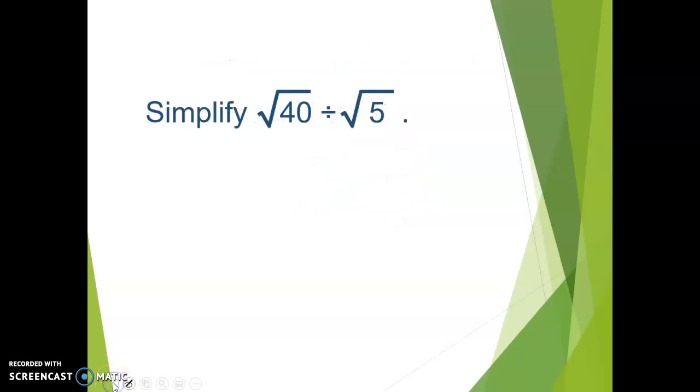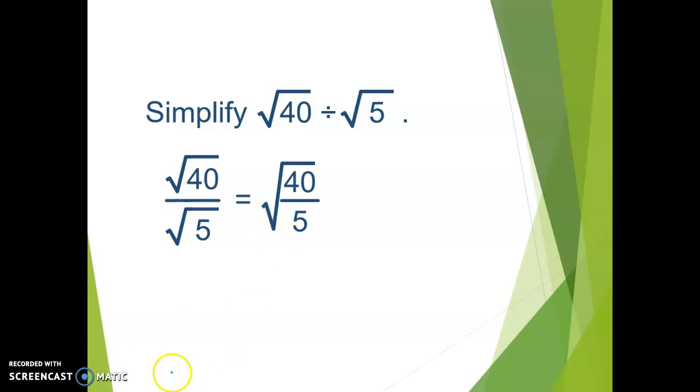So let's see this with some numbers. We're going to simplify the square root of 40 divided by the square root of 5. The first thing we want to do is write that as a fraction. So this is the square root of 40 divided by the square root of 5. Our quotient property says we can write that as one radicand, a fractional radicand. So we're going to rewrite that as the square root of 40 divided by 5. 40 divided by 5 is a simple division problem that you can do mentally, and you should then get the square root of 8.